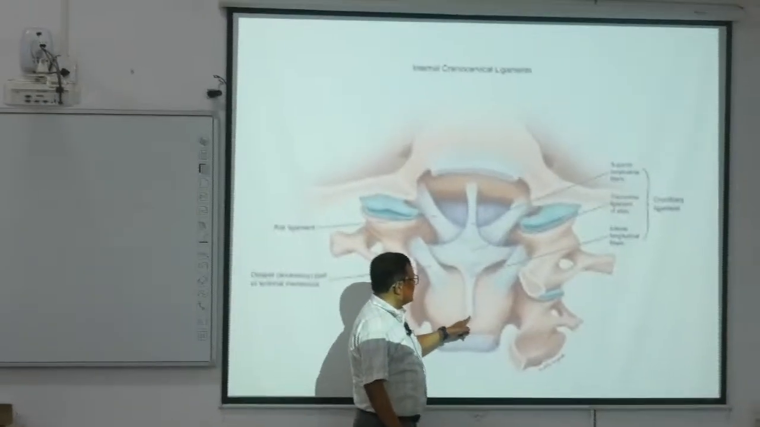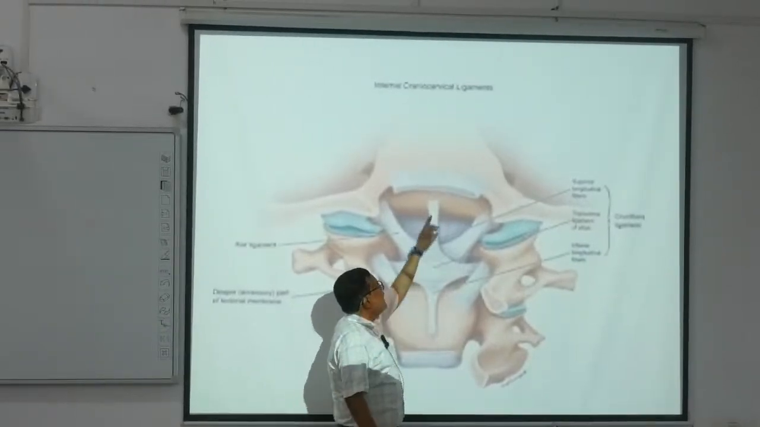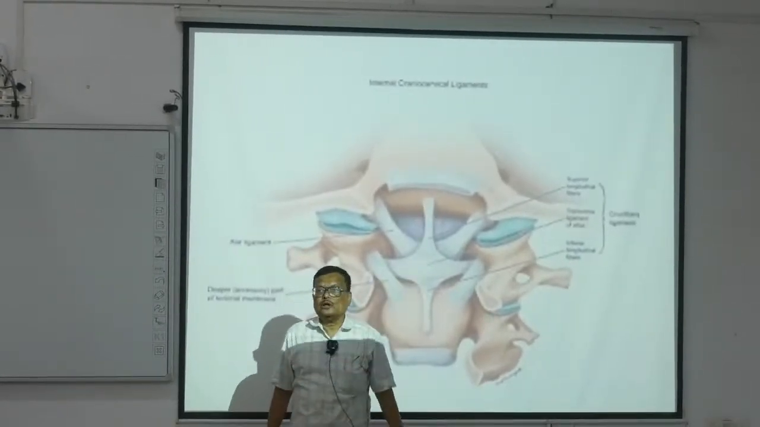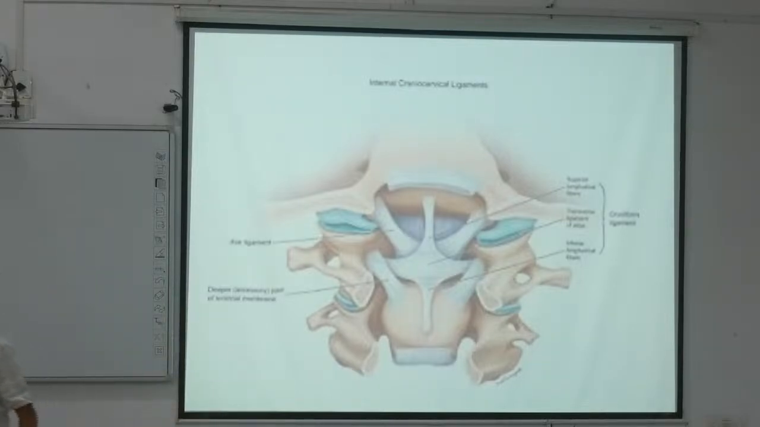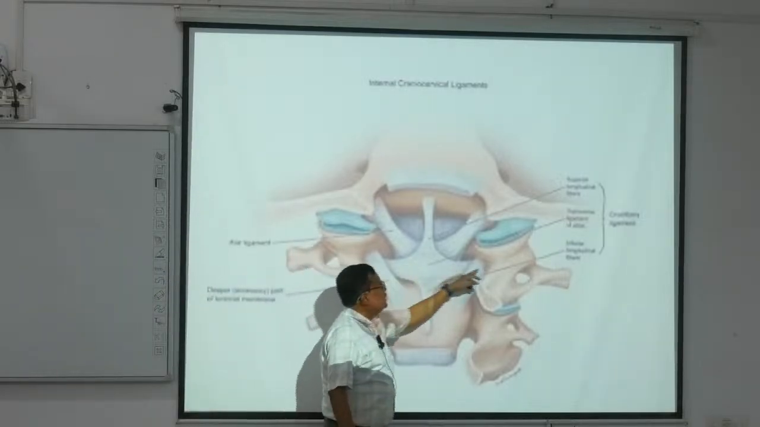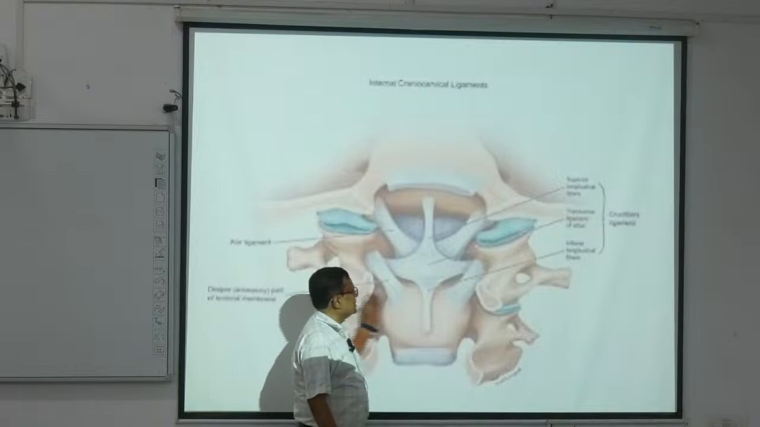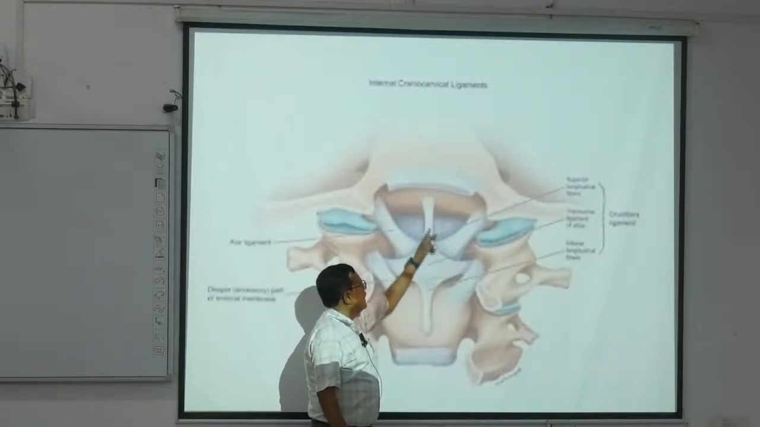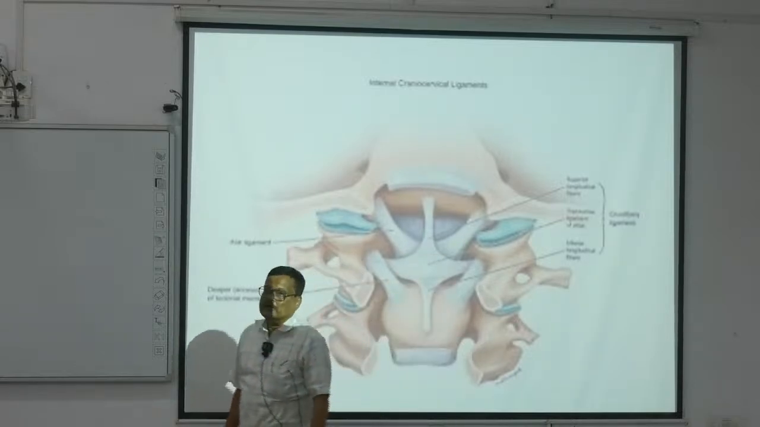The vertical part, its lower part, is attached to the body of the axis, the second cervical vertebra, and above it is attached to the superior surface of the basilar part of the occipital bone. The transverse part extends from one tubercle to the other tubercle of the atlas vertebra. The posterior arch is cut. So this is the transverse ligament, and this is the vertical part, and the two form the cruciform ligament.